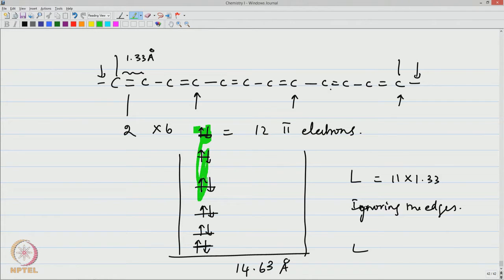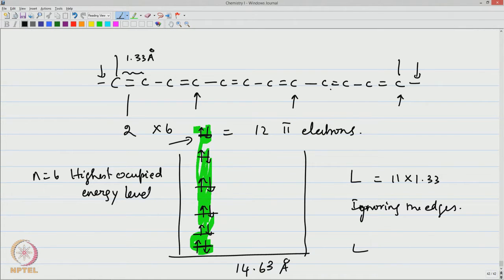Okay. So, these are the 6 energy levels that we have, and the 12 electrons are in these. So, this is the highest occupied energy level, n equal to 6. Therefore, the lowest unoccupied energy level is the 7th energy level. The question is to find out the energy difference between these 2 levels.